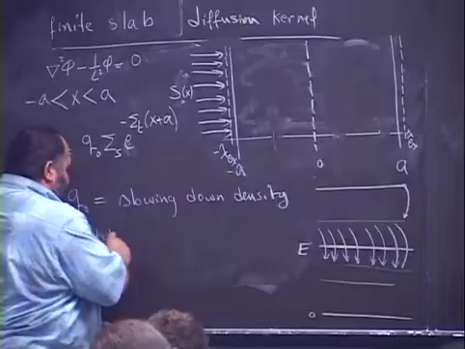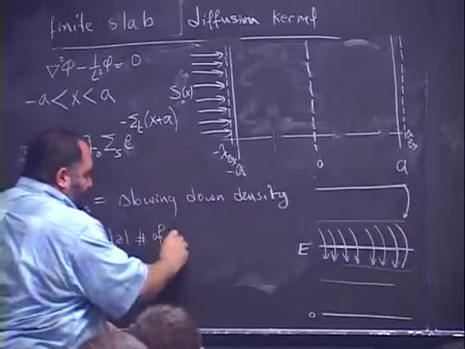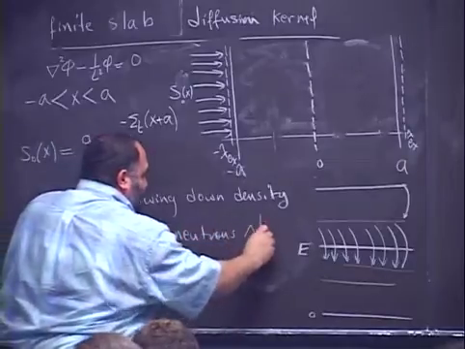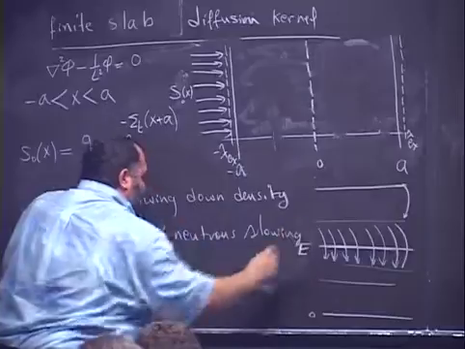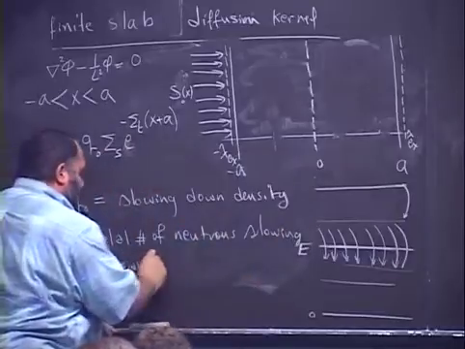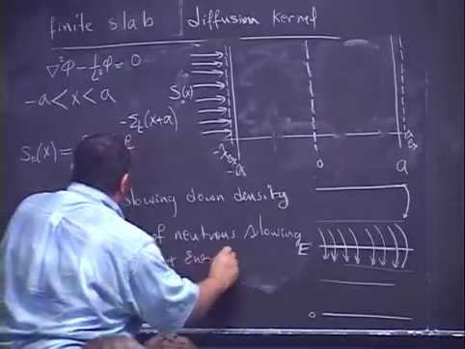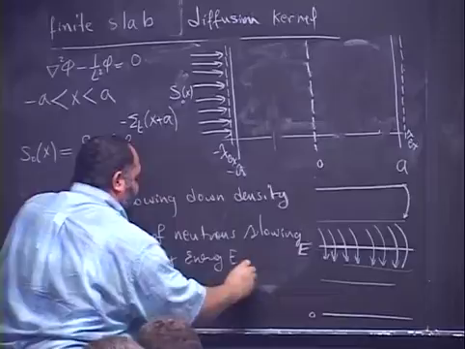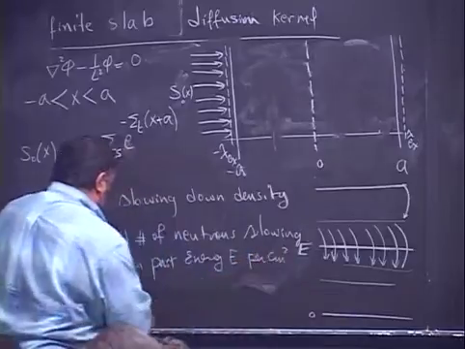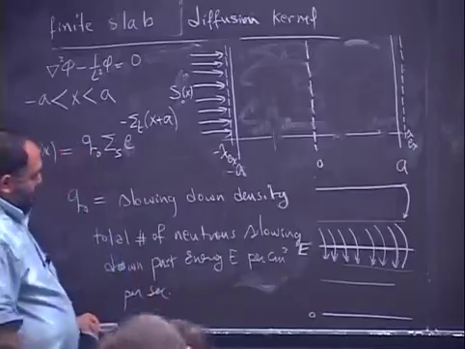What's the definition now? Total number of neutrons slowing down past energy E per centimeter cube per second. Okay, guys?